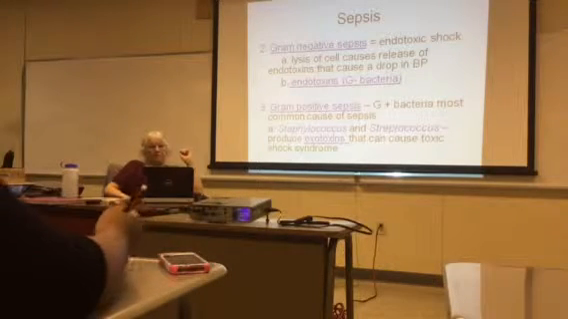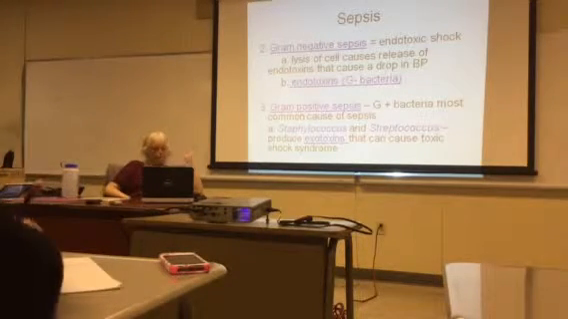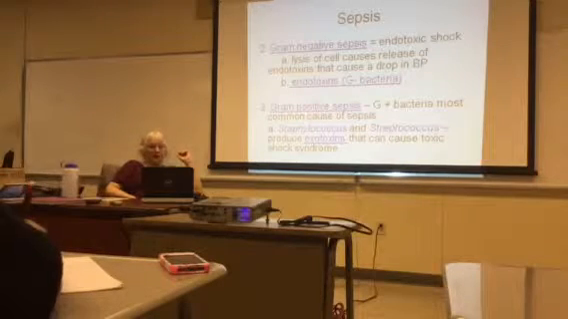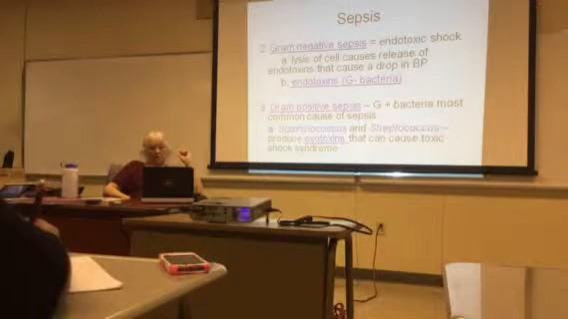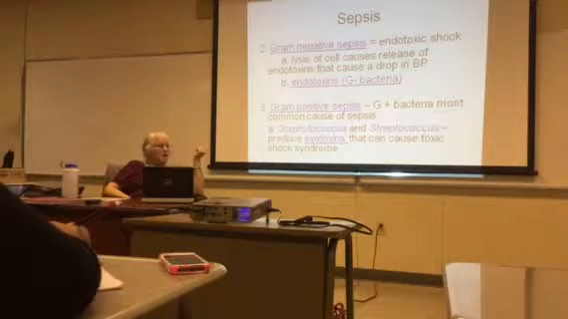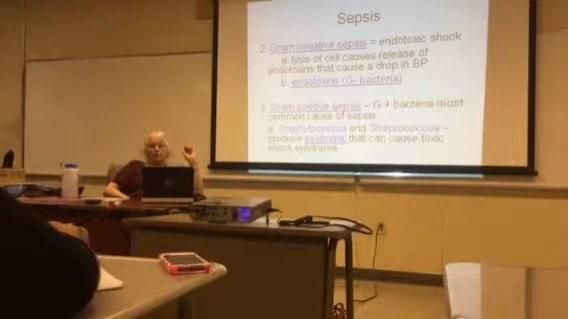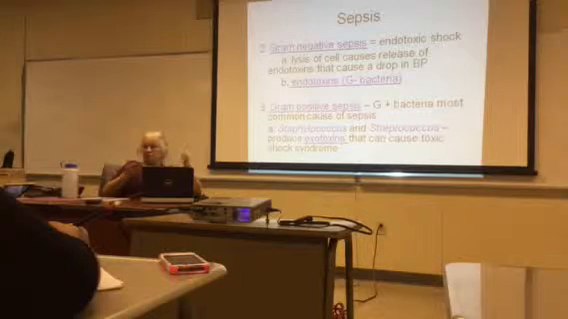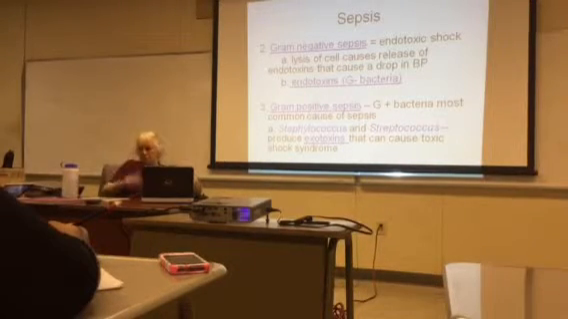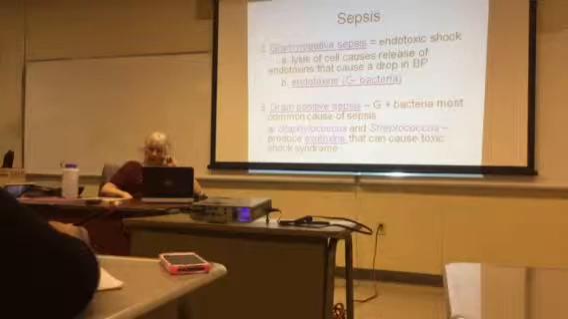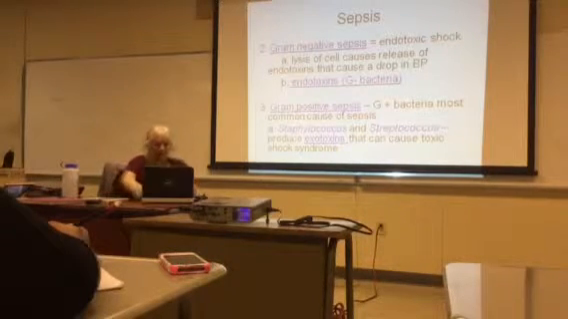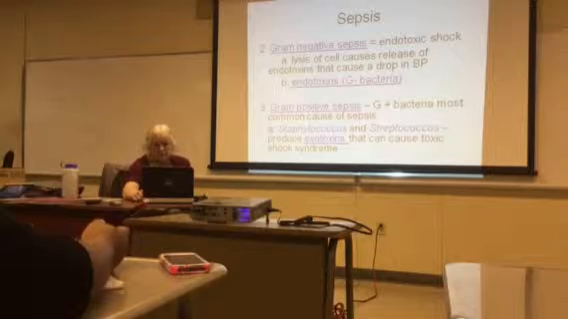Gram-positive sepsis has a gram-positive bacteria, and that is actually the most common cause of sepsis. Staphylococcus and Streptococcus, those are both gram-positive bacteria, and they produce exotoxin. That means that an exotoxin is part of the normal metabolism that goes on in the bacteria's body, and then it sends that exotoxin outside of its body, and that also can cause toxic shock syndrome.